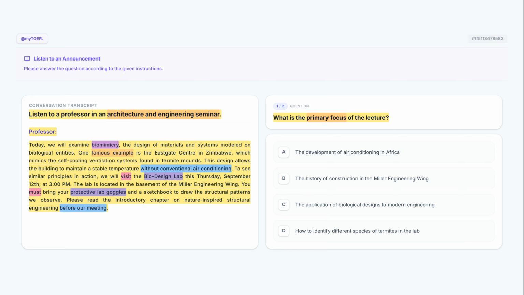Let's listen to what option A says. The development of air conditioning in Africa. While the professor mentions Zimbabwe, this option focuses too narrowly on air conditioning in Africa, which was just a detail of one example.